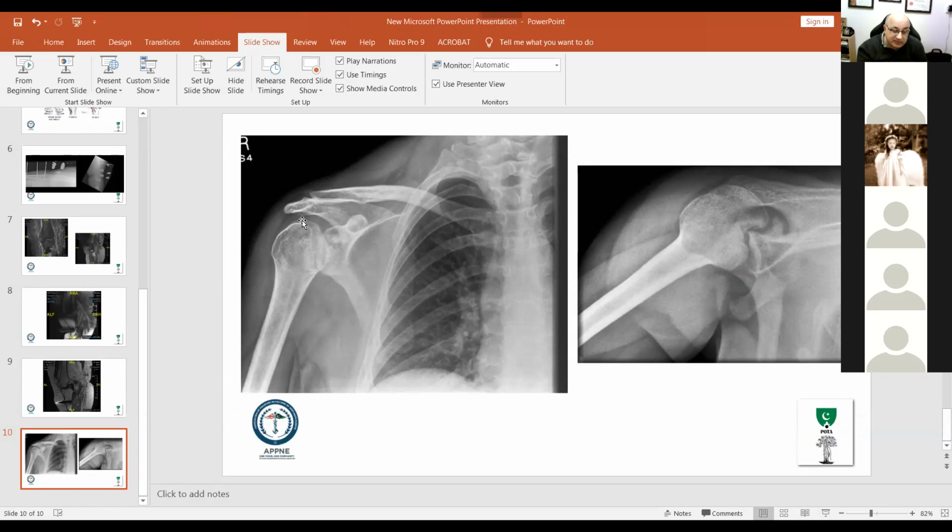Once you have a standard AP picture, 10 millimeters or more means the cuff is intact. Up to 5, it is torn, and beyond 5, it is completely deficient. But you have to have a very standard picture. You can't comment on every picture. You have to have a very standard picture to make a comment on that distance.